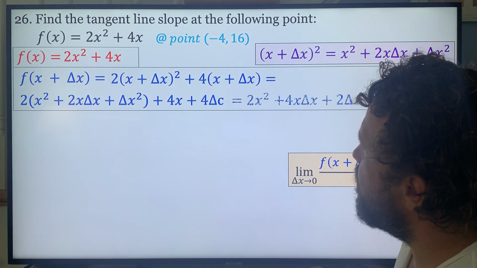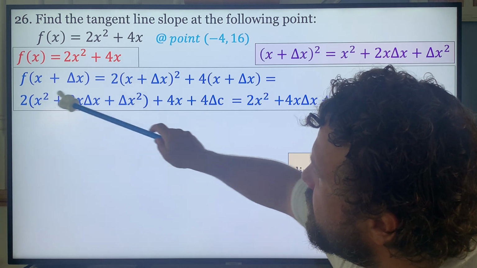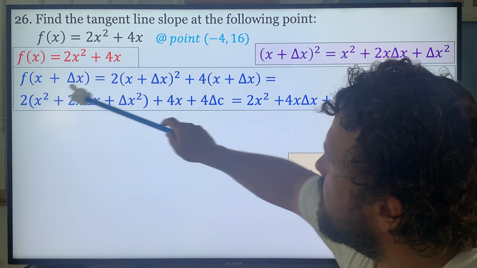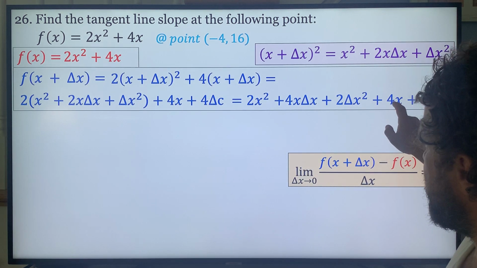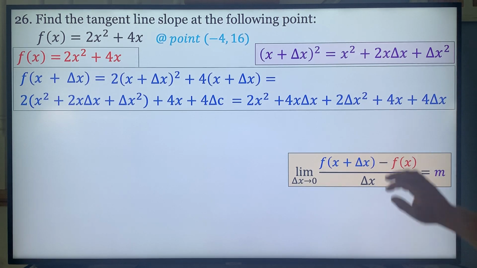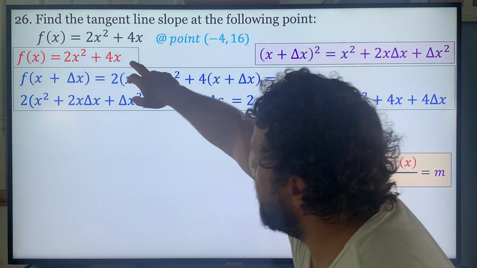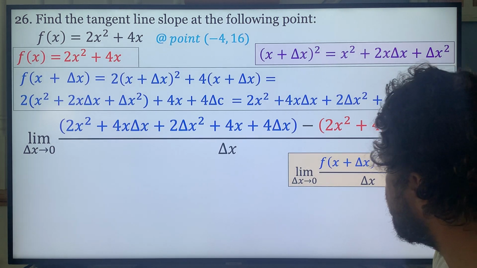Nothing there we combined anyway. Remember, this is an x. So you got 2x squared, distribute the 2, plus 4x delta x, plus 2 delta x squared, plus 4x, plus 4 delta x. So I cleaned it up there. All right. This minus this over this. I'm not going to say it all because there's a lot of words.